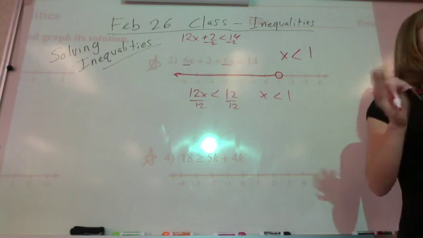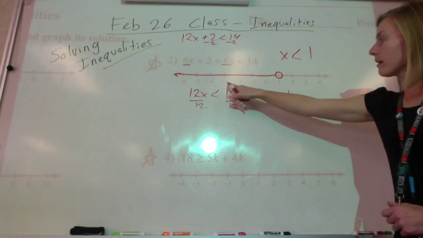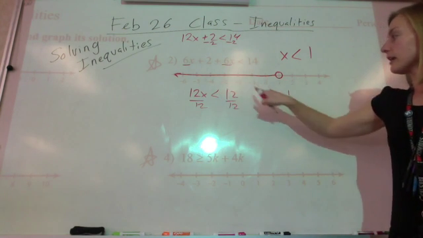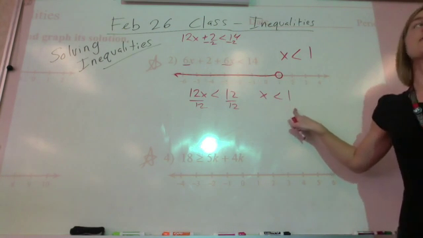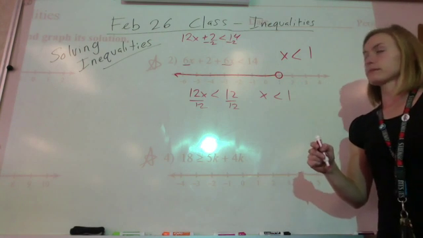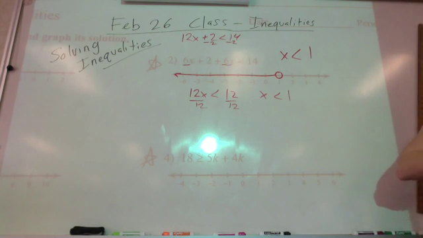So if you're ever confused about which way to go, grab a number and put it in. So maybe -3. -3 is less than 1. Yes, that makes sense. So it's going to go this way. Please remember that. Are we good on number 2? Yeah. Okay.